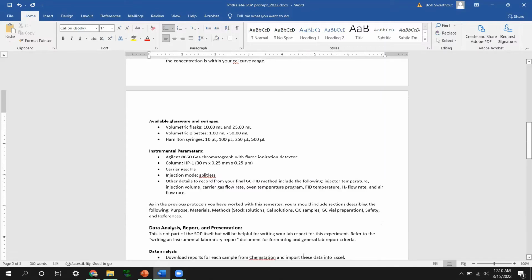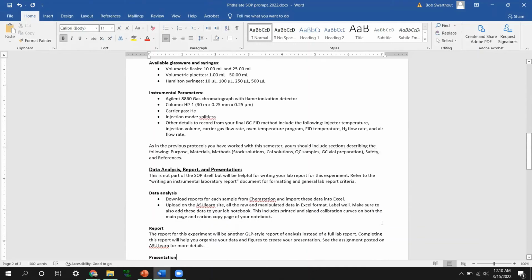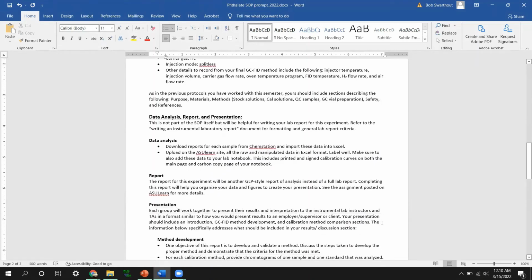All right, I've also got some information here to remind you what sections you might want to include in your protocol, but you can always go back to some of those previous protocols as examples as well. If you have further questions, feel free to reach out or to talk to your instructor. The last thing I have down here is some information on what you're going to be doing going forward. So we're going to get into this more in depth in future pre-labs, or you'll talk about this with your instructor. But you're going to do your usual data analysis.